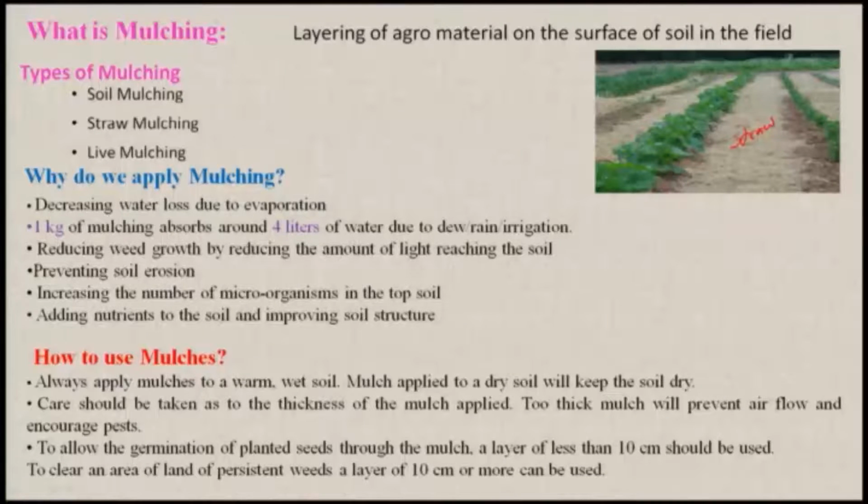Besides this, generally 10 centimeters thickness of mulching is being recommended for germination of planted seeds, but in some places you may go for more, particularly when you get land which is persistent with weeds, right. So, we may use that depending on that, but this is not a very fixed number, you should use it as a guideline, that is all.